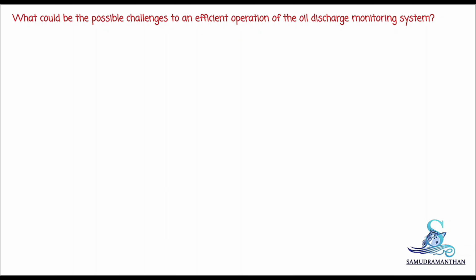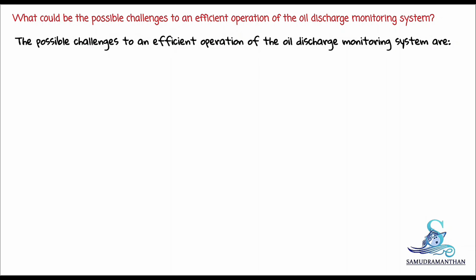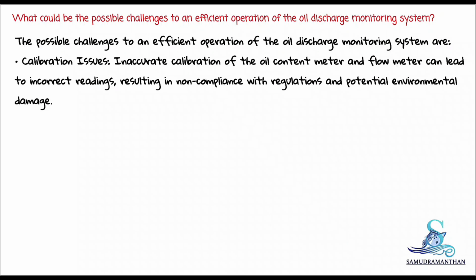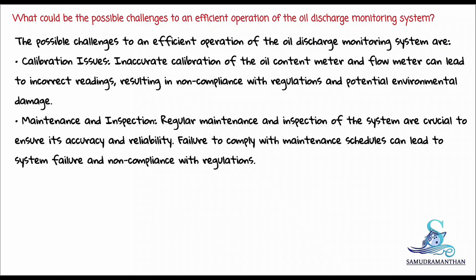Let's move to the third part of the question. What could be the possible challenges to an efficient operation of the oil discharge monitoring system? The possible challenges are calibration issues. Inaccurate calibration of the oil content meter and flow meter can lead to incorrect readings, resulting in non-compliance with regulations and potential environmental damage. Maintenance and inspection. Regular maintenance and inspection of the system are crucial to ensure its accuracy and reliability. Failure to comply with maintenance schedules can lead to system failure and non-compliance with regulations.